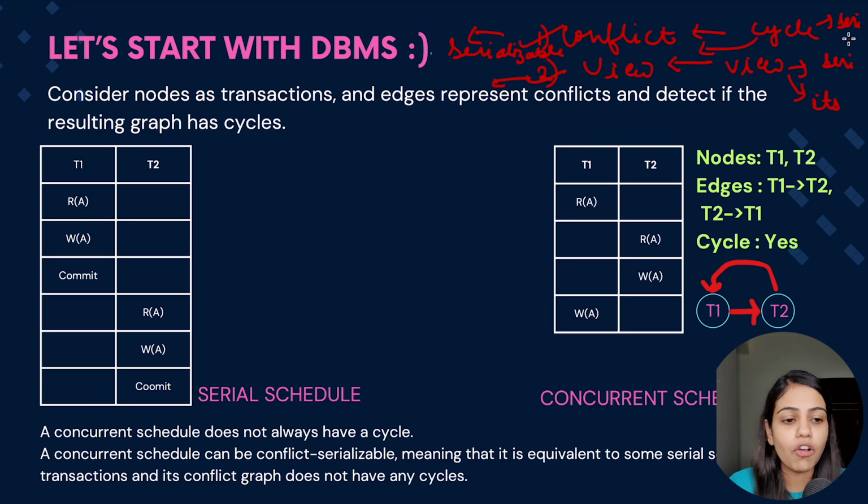Now how do we form the conflict graph? The conflict graph is basically formed on the basis of nodes as well as edges. So how do we form the graph?